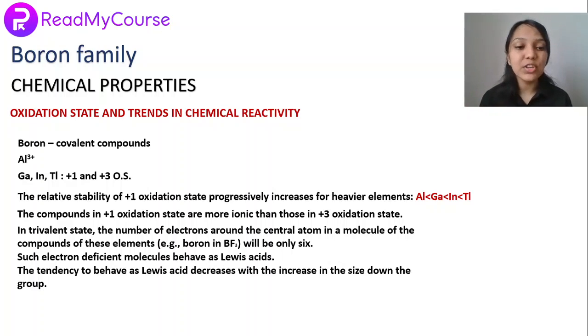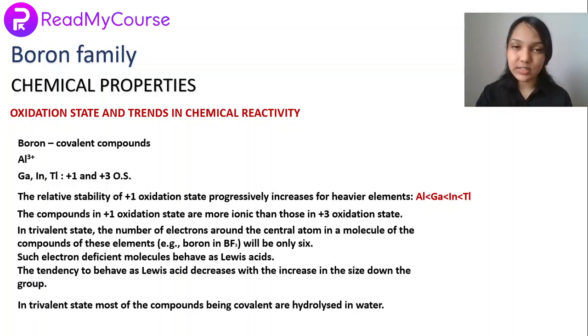Such electron deficient molecules behave as Lewis acids, fine. For example, BF3. And the tendency to behave as Lewis acid decreases as we go down the group. That is, as we go down the group, the size increases, right? So the tendency to behave as Lewis acid decreases as the size increases, fine. So this is about the oxidation states.